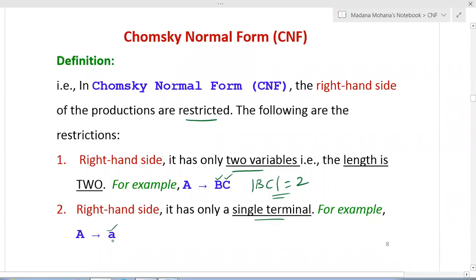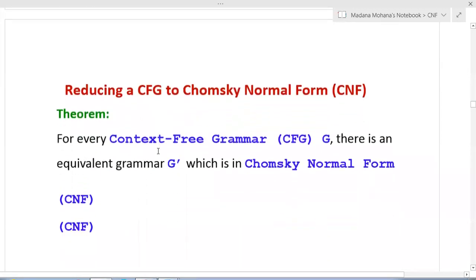So these two conditions are to be satisfied by any given context-free grammar. Even if the productions are of any one of these two forms only, then you can say the grammar is in Chomsky normal form. Both conditions need not be satisfied by one production. In the given context-free grammar, all productions are either in the form of first or second. Some productions may contain both forms. So this is the definition of Chomsky normal form.